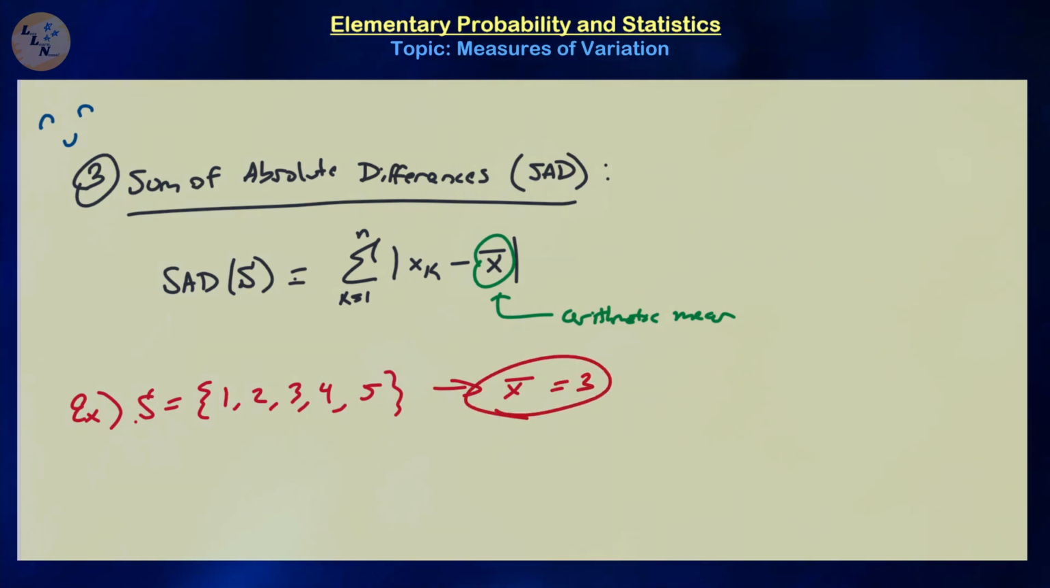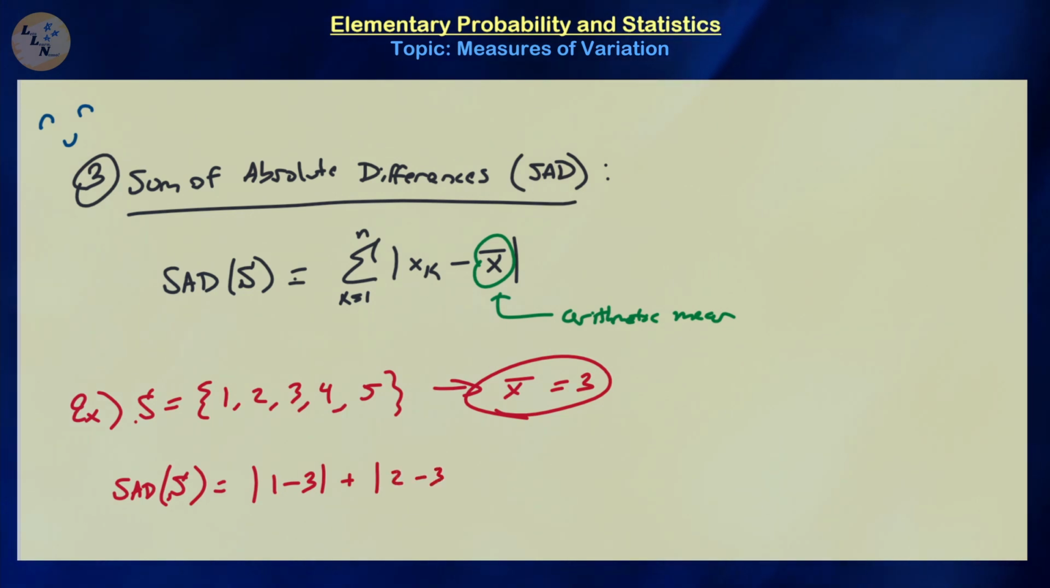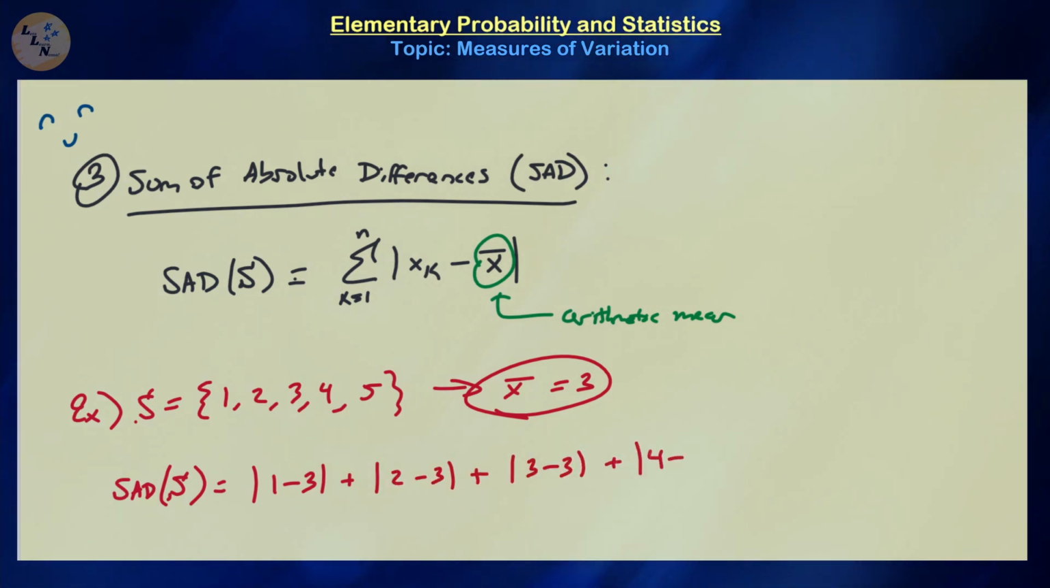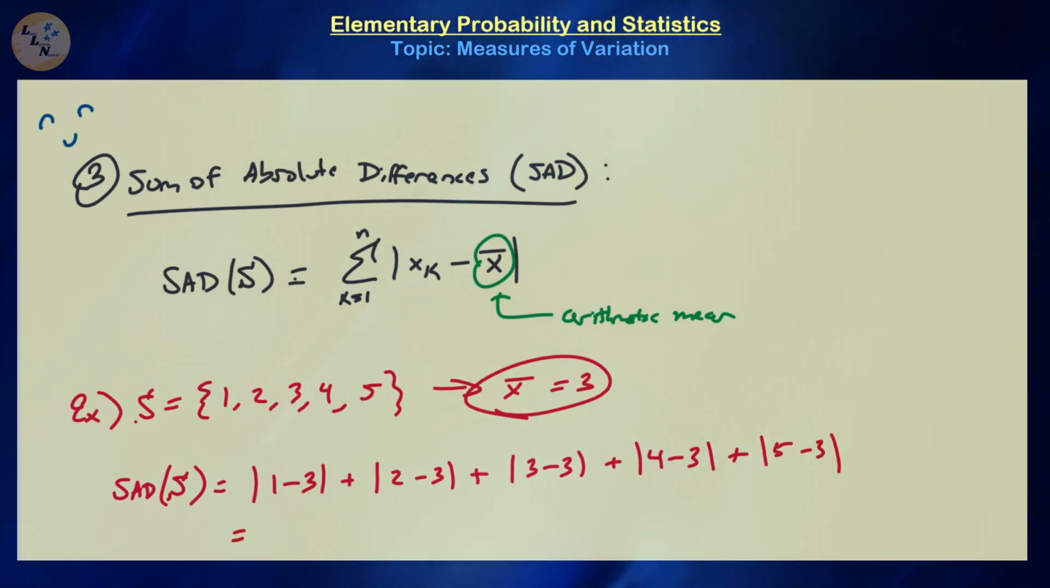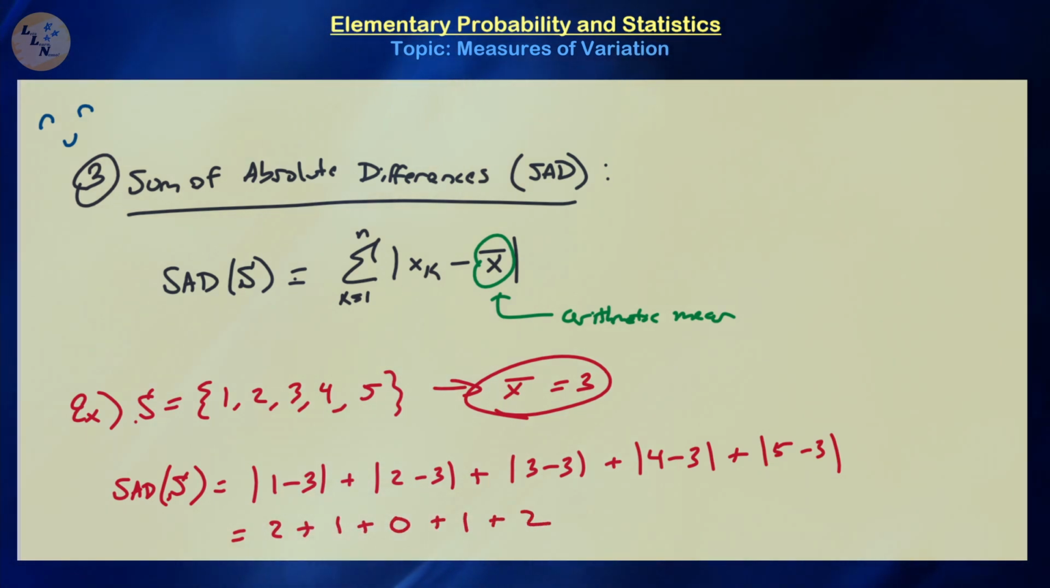So the sum of absolute differences for our data set S is going to be the absolute value of each of these elements subtracted from the mean and then added all together. So this is going to be the absolute value of 1 minus 3, plus the absolute value of 2 minus 3, plus the absolute value of 3 minus 3, plus the absolute value of 4 minus 3, plus the absolute value of 5 minus 3. So that's going to be equal to 2 plus 1 plus 0 plus 1 plus 2. So that's going to be 4 plus 2, which is equal to 6.